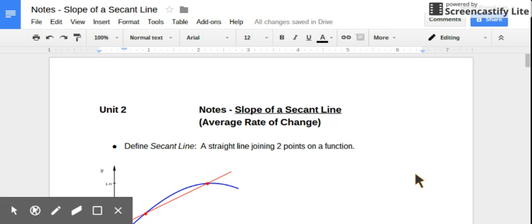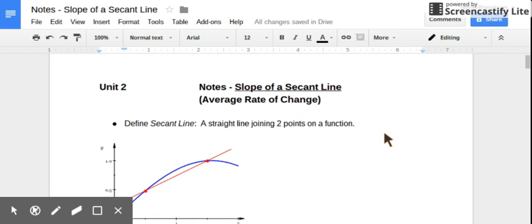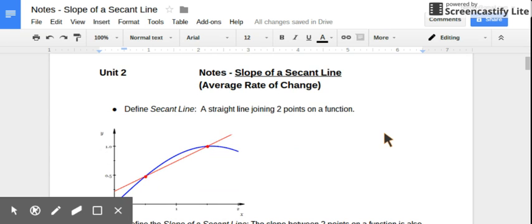In this video, I'm going to be talking about the average rate of change, which more simply is just the slope of a secant line. And then I'll also show an example where we can write the equation of a secant line. But what is a secant line?